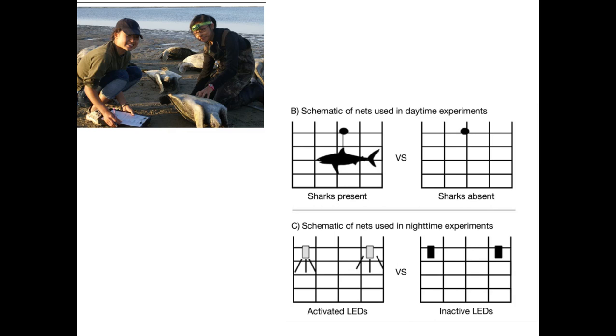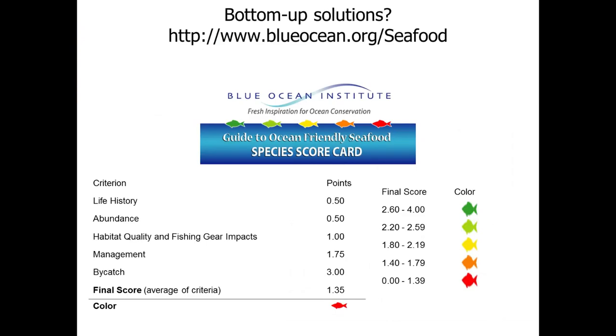Looking at shark shapes in daytime experiments placed on gill nets. Looking at the illumination of nets by LED lights or chemical glow sticks. All of these can help reduce the bycatch of green sea turtle. There are also solutions that are just making us more informed consumers. This is from the Blue Ocean Institute. It also exists from the Monterey Bay Aquarium. But as informed consumers, we can look more at what seafood we're purchasing and where it comes from.